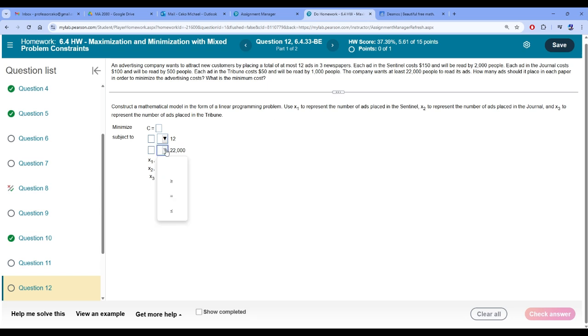At least. So that's greater than. And where does 12 come from? Oh, 12 ads. 12 ads in 3 papers.